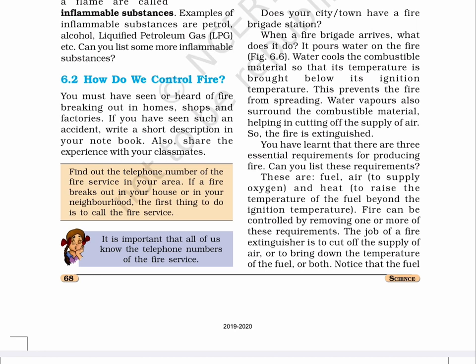You have learnt that there are 3 essential requirements for producing fire. Can you list these requirements? These are fuel, air to supply oxygen, and heat to raise the temperature of the fuel beyond the ignition temperature. Fire can be controlled by removing one or more of these requirements.